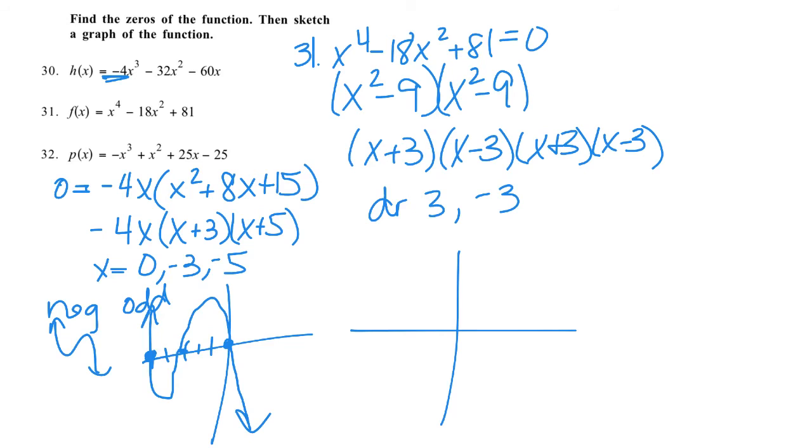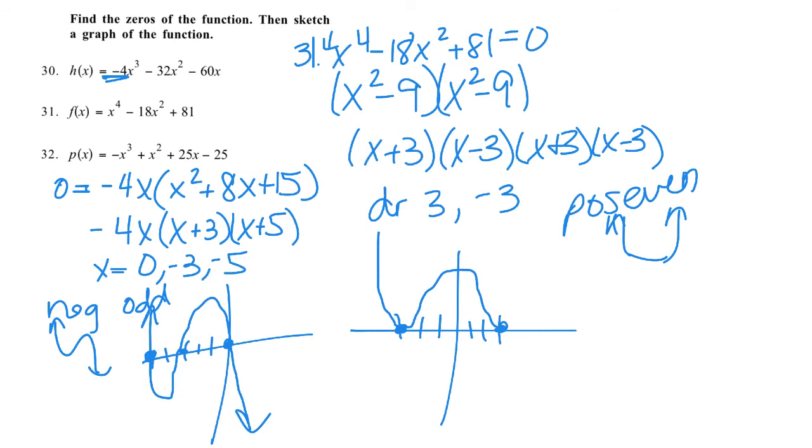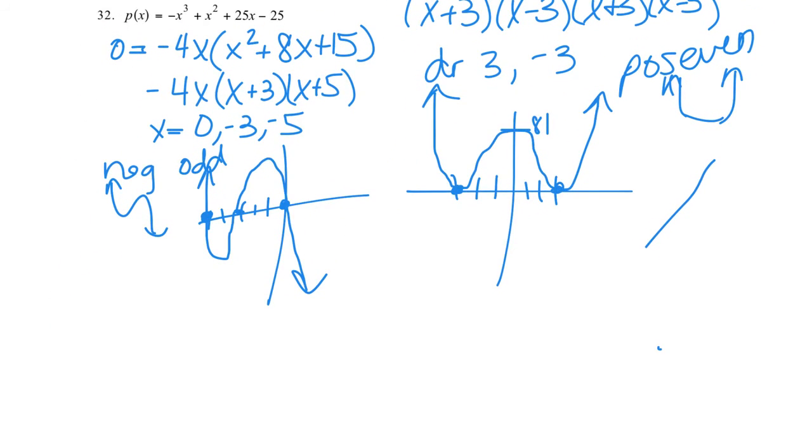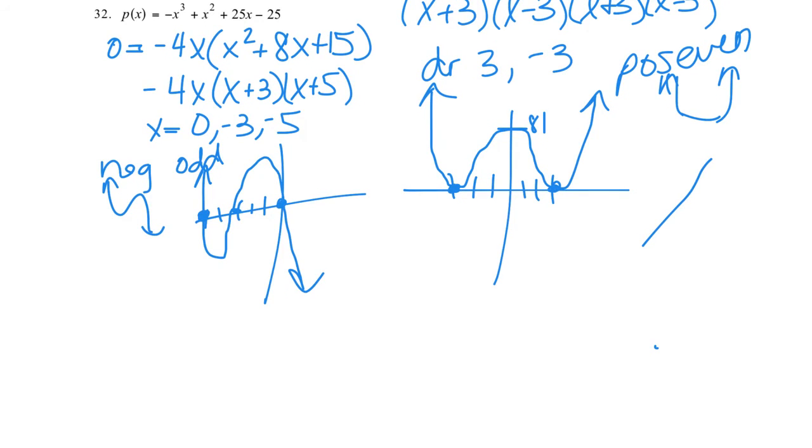And it's positive and even. So positive, even is up and up. So I'm going to start up and bounce off my roots. So bounce off, bounce off. And if we want to be real accurate, this is about 81, how high it goes. And then up.